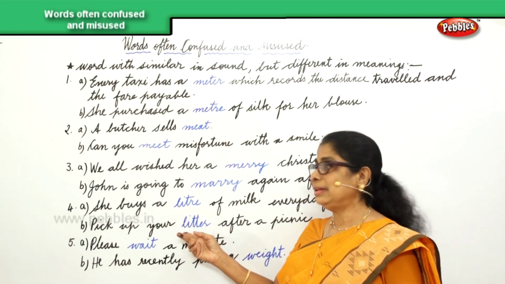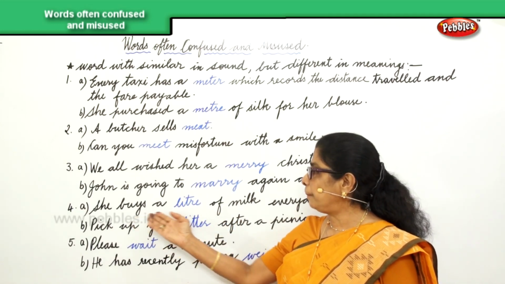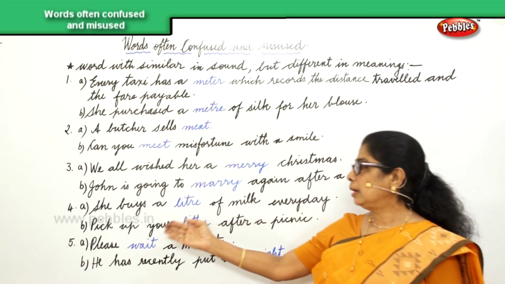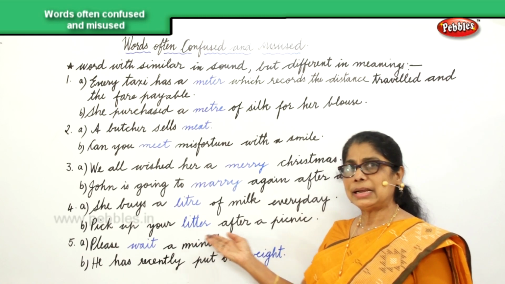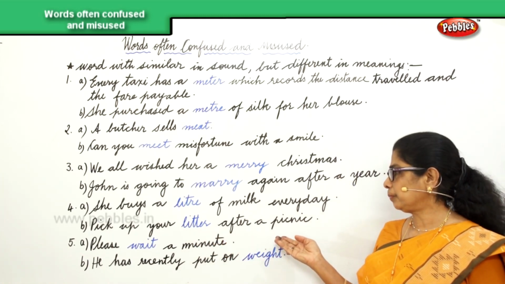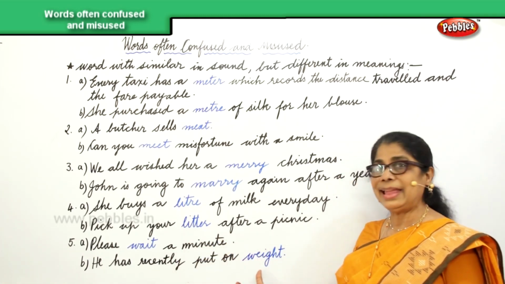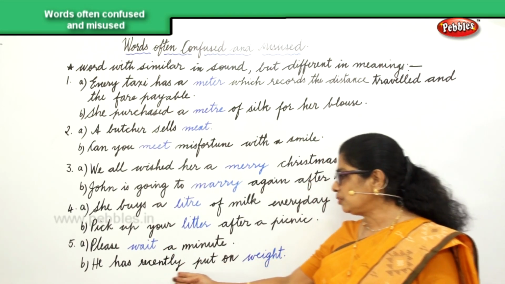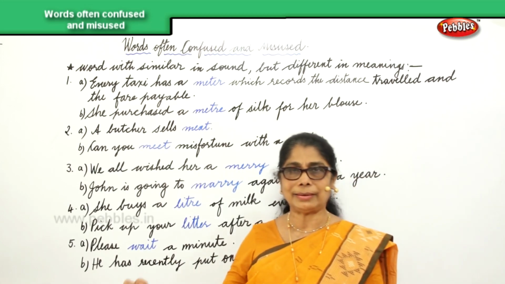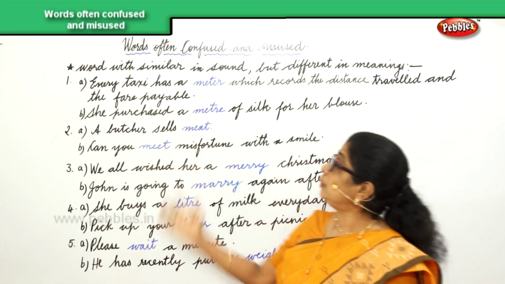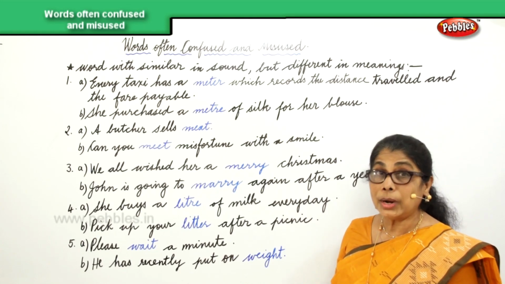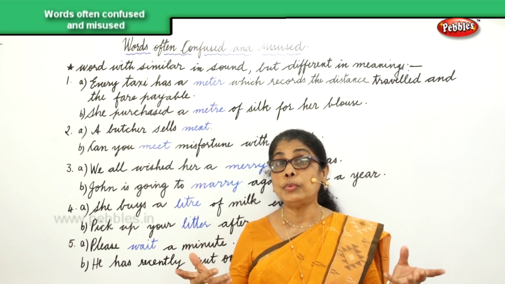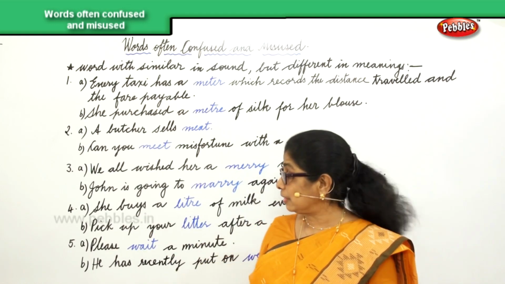Litter and liter. She buys a liter of milk every day. Pick up your litter after a picnic. Next, wait and weight. Please wait a minute. He has recently put on weight. So, we learned the usage of words with similar sound but different spelling, which are called homophones, in these five sets of sentences.